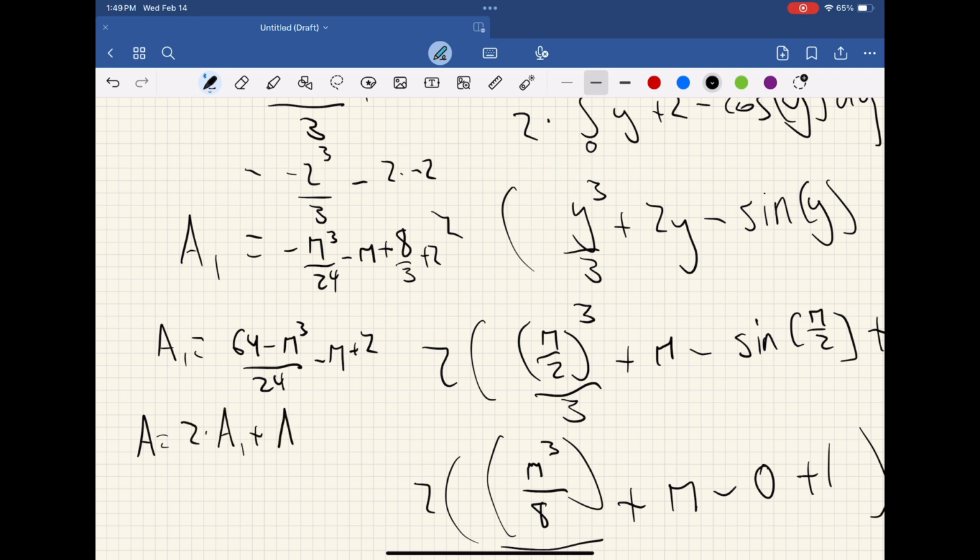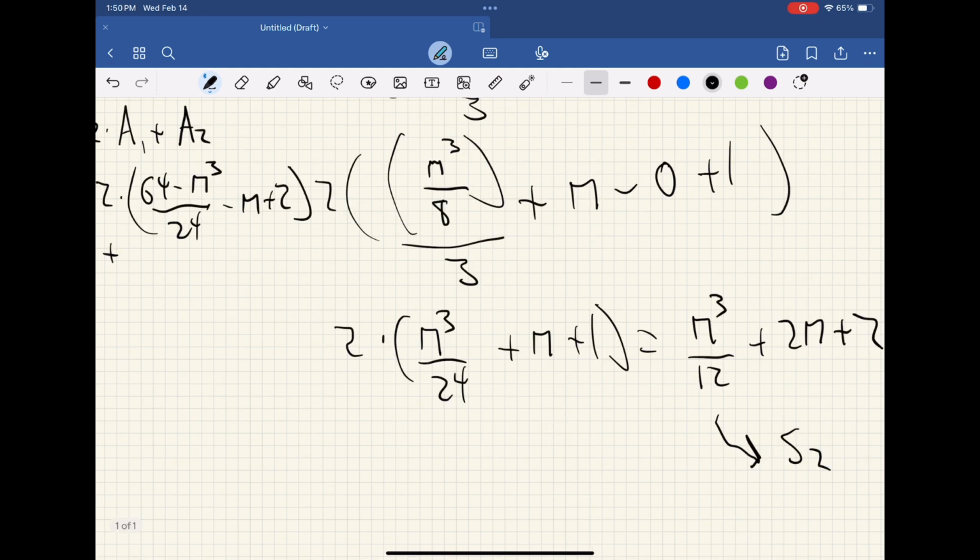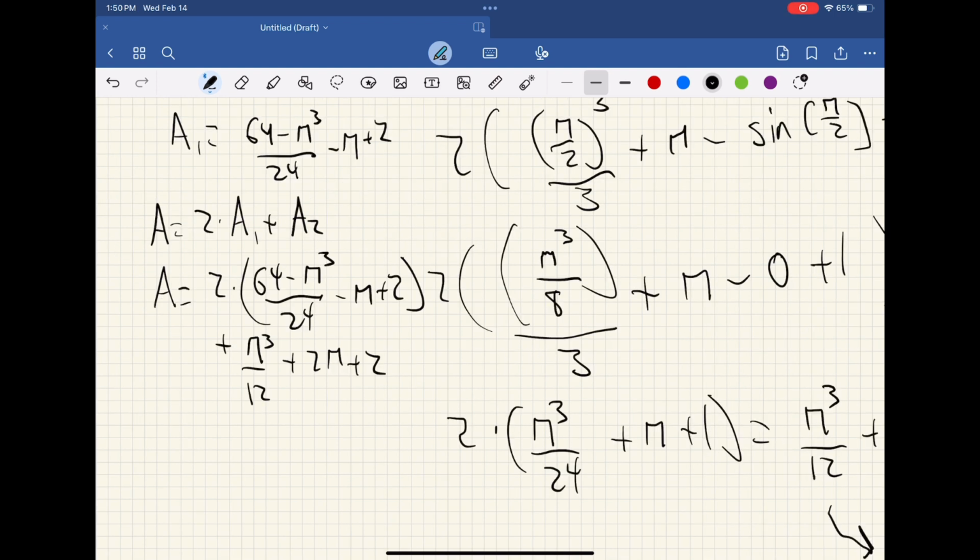So we could basically say that our area of the green part is going to be 2 times area 1 plus area 2. And we know our area 1, so we can say that A is equal to 2 times 64 minus pi cubed divided by 24 minus pi plus 2, that plus, and then our area 2, which is going to be pi cubed divided by 12 plus 2 pi plus 2. And so that's basically our shaded green area, our A.